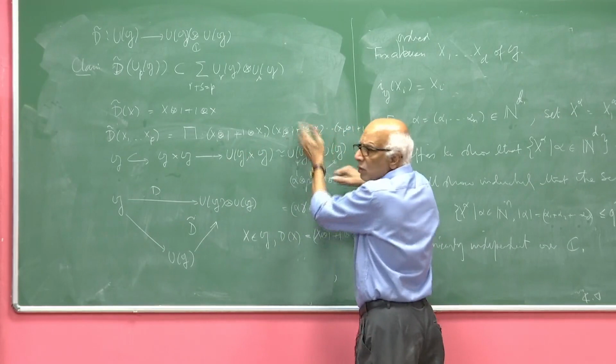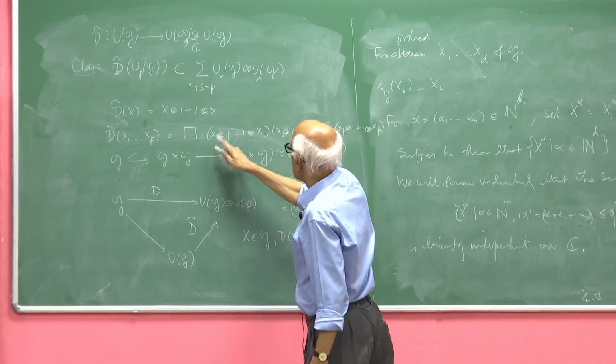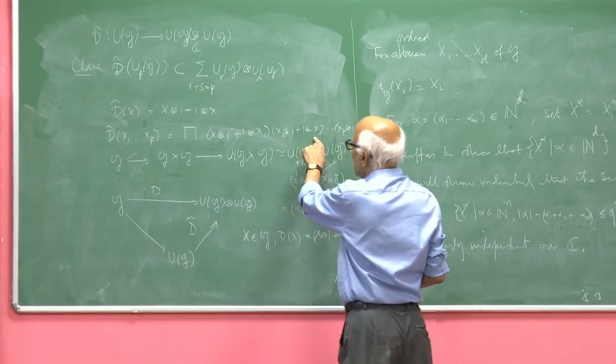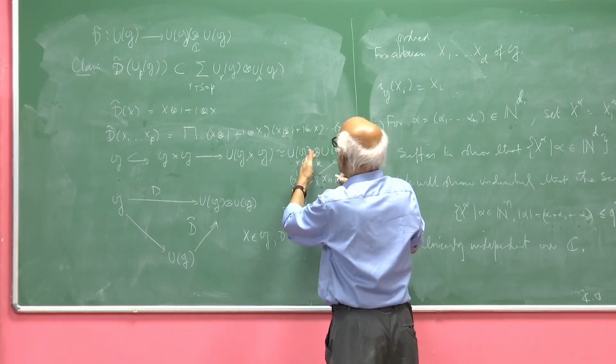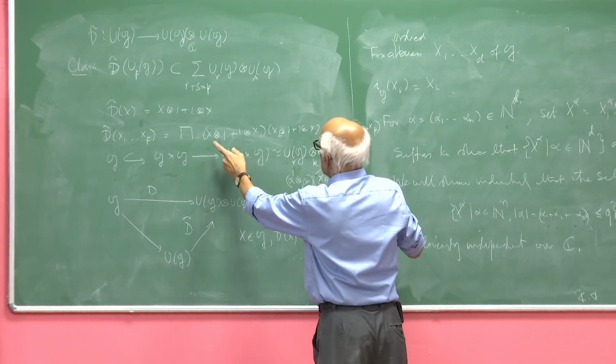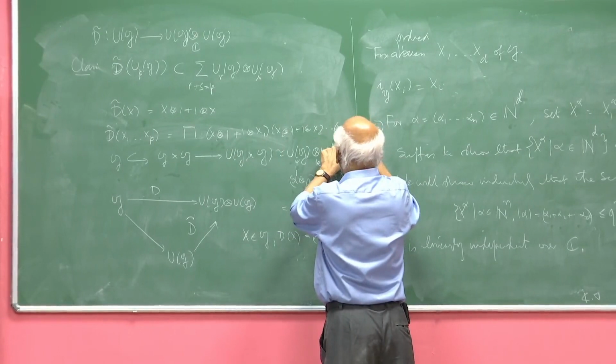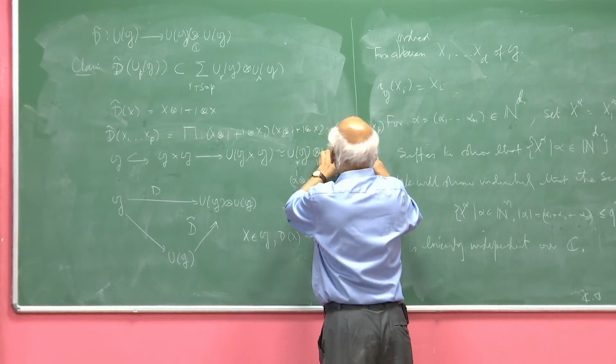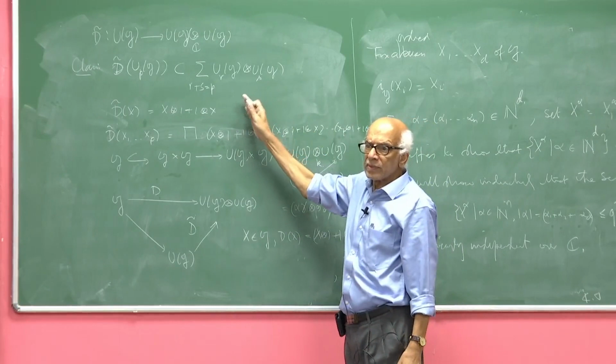So all that you find is you get x1 tensor x2, and then with the third factor, you do this. When you combine with xp tensor 1, you can look at it, maybe x1 xp tensor x2 and so on. It is clear it falls into this. Once again, if you want a formal proof, do it by induction.